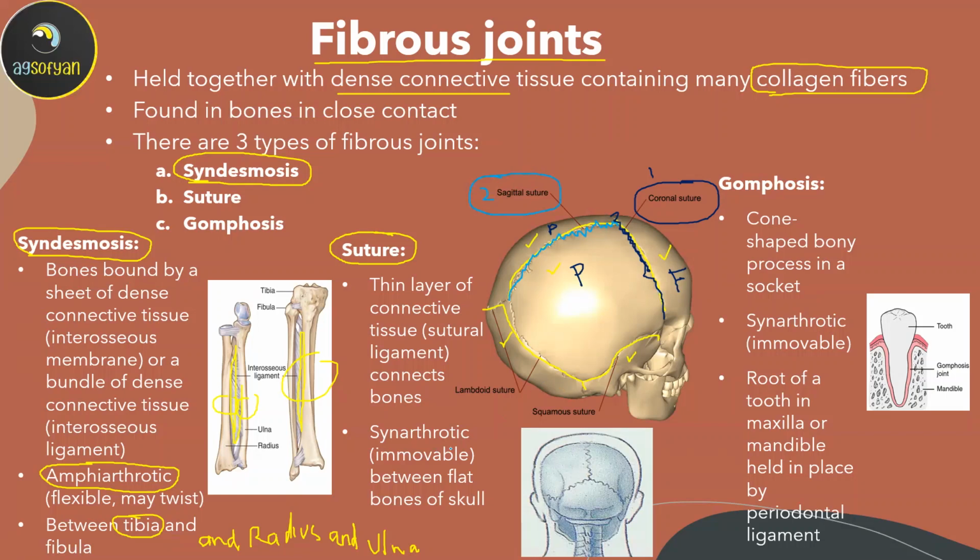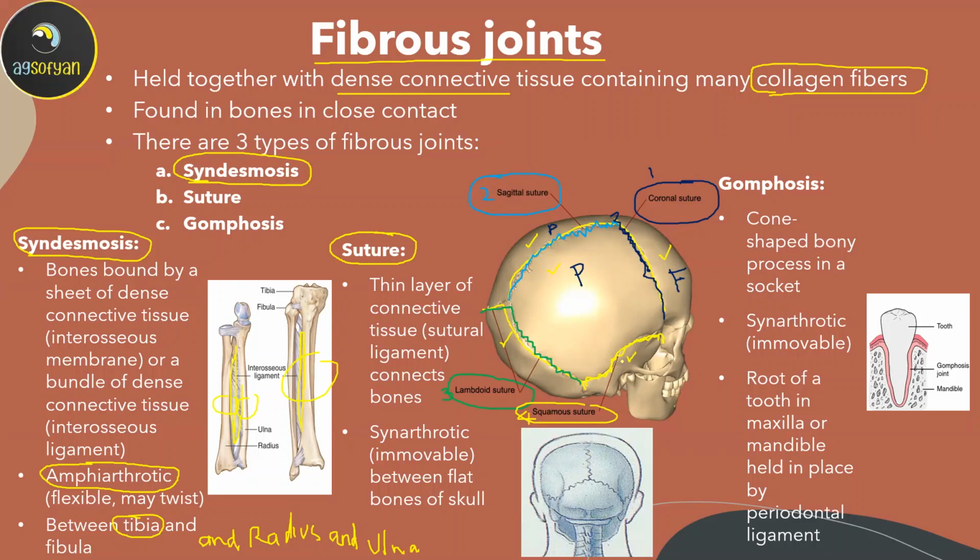The third one is the one located between the two parietals and the occipital bone. This is what we call the lambdoidal suture. So this is number 3. And the last one, I'm going to use the same yellow color over here, is between the parietal bones and the temporal bone. This suture is called the squamous suture.